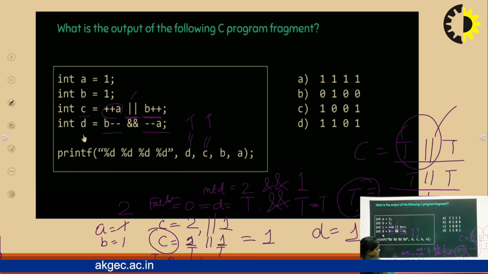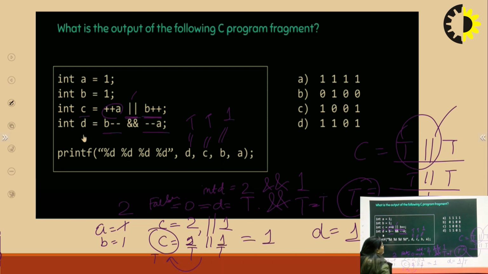B was 2, but later on it became 1. So here B will become 1, right? Because for here B was 1, but 2 was there because of the post increment. Here D was assigned as 2, but later on it will be decremented, so it will become 1.